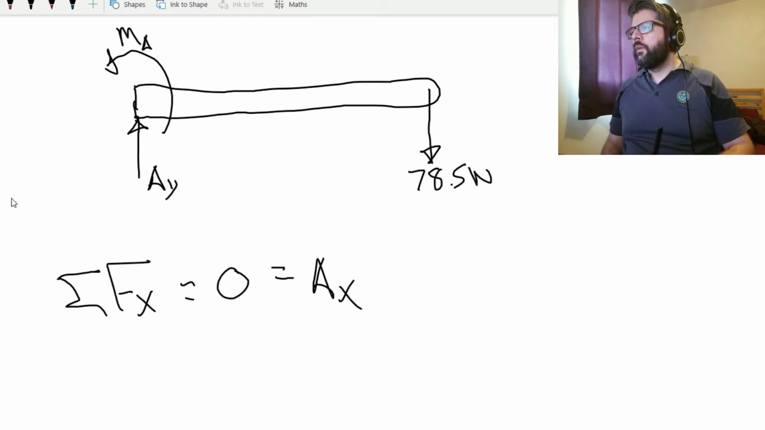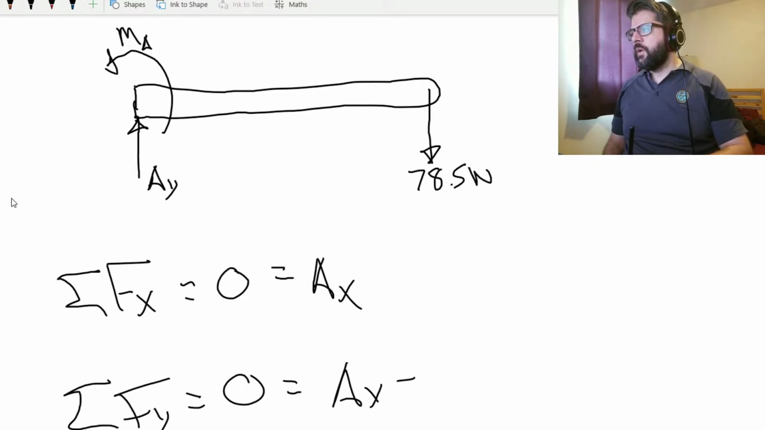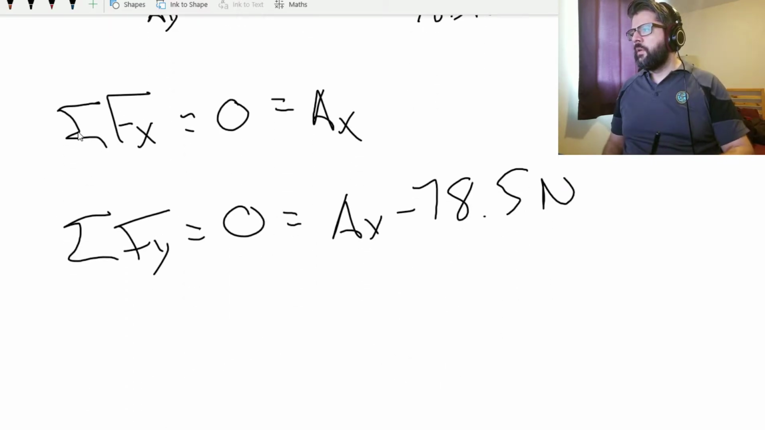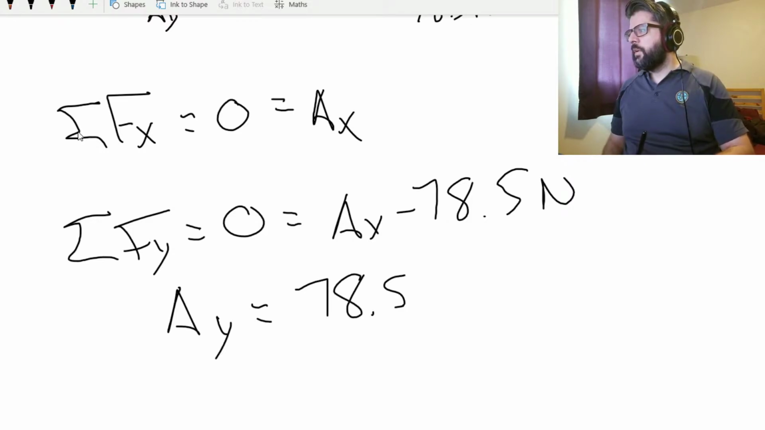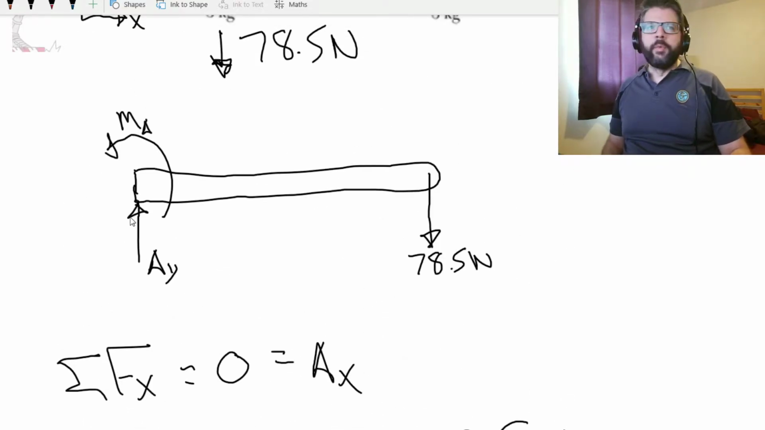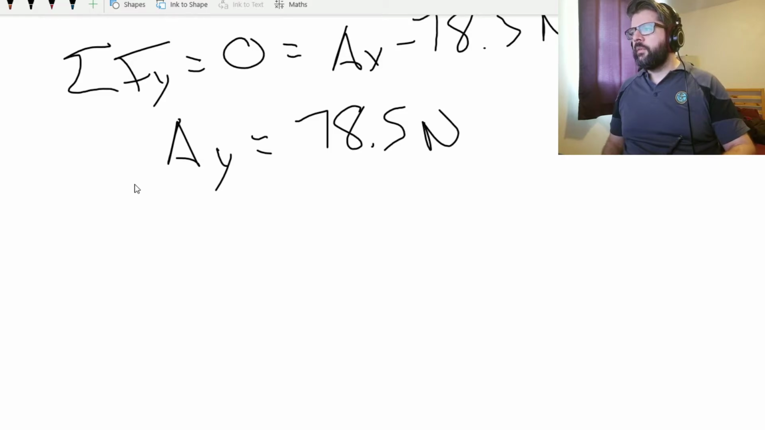So the next one, sum of the forces in the y direction. That's going to be equal to zero, which is equal to Ay minus 78.5 newtons, which means that Ay is equal to 78.5 newtons upwards, an upward reaction. Sum of the moments. So we're going to have a moment reaction there too. Let's take the sum of the moments about A.